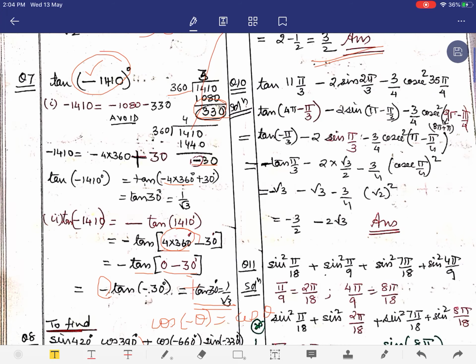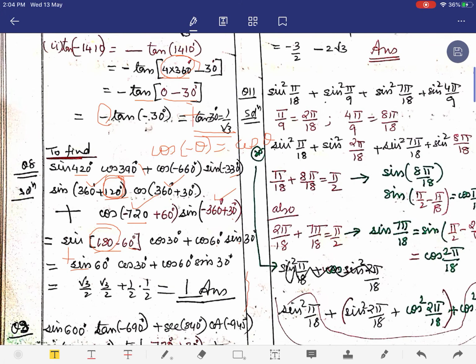Now, the next question: sine square pi on 18 plus sine square pi on 9 plus sine square 7 pi on 18 plus sine square 4 pi on 9. The question says you have to find the value of all this. When you go through the expression, it is all in a single ratio, sine, sine, sine, but all four angles are different. So what we need to do is analyze the angles as well as the ratios.